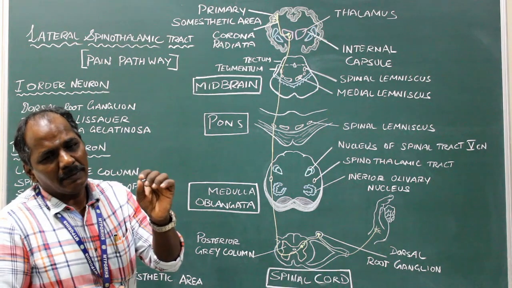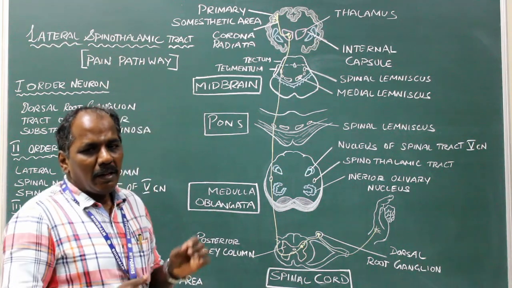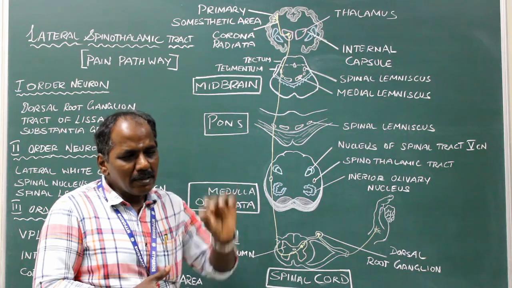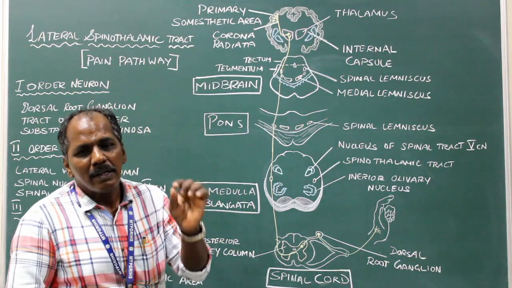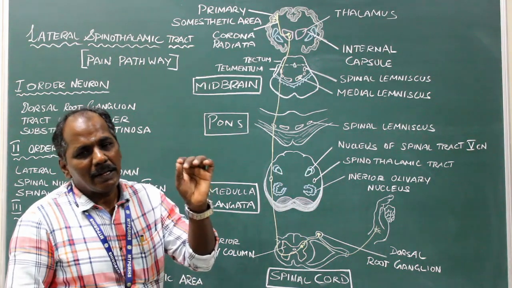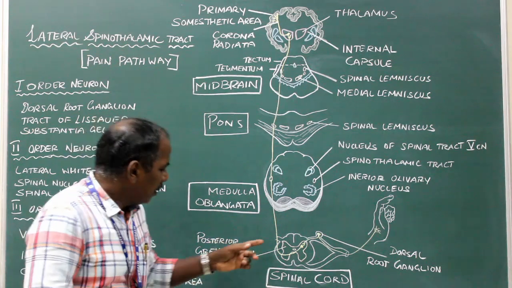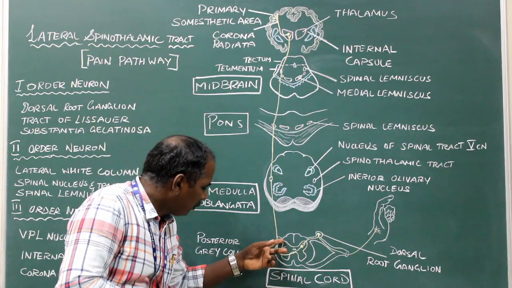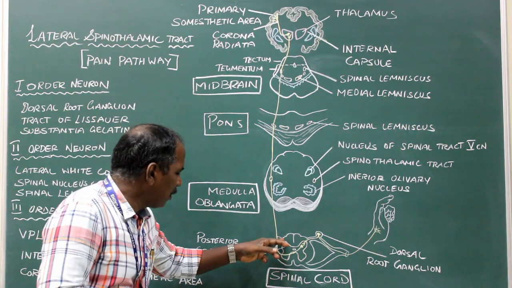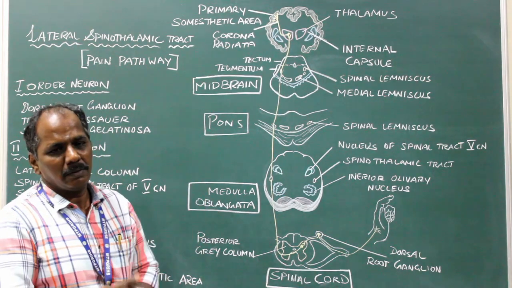These are the gray cells, sensory cells present in the posterior gray horn. It not only relays there, it ascends one or two segments above or descends one or two segments below as the dorsolateral tract of Lissauer. So what is the substantia gelatinosa? It is a substance present near the posterior end of the posterior gray column. So this is about the first order neuron.